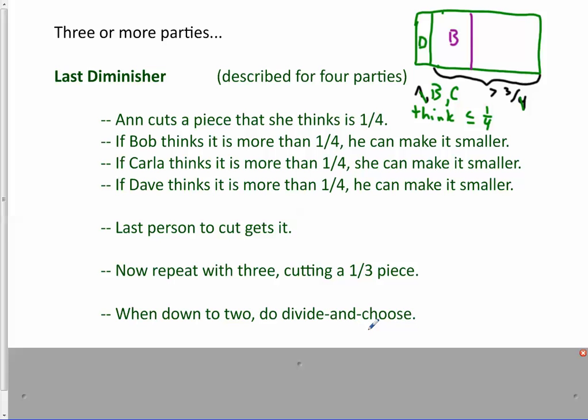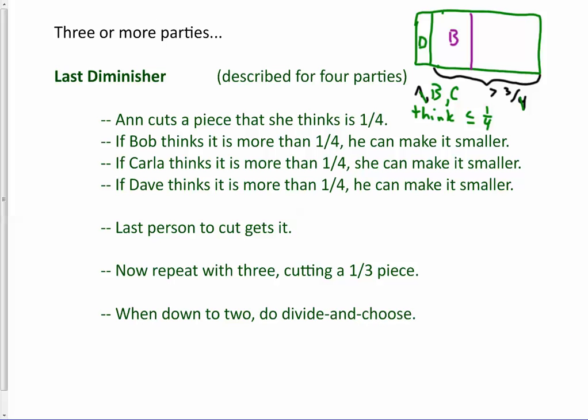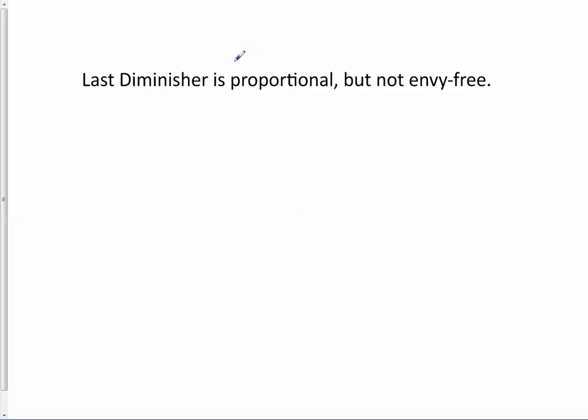It's the most complicated, I think, to think through the logic of why it works. But it does. It turns out that it does work, and it turns out that it is proportional, but it's still not envy-free. It is Pareto. Not equitable, by the way. None of these are equitable. It's Pareto, proportional, but it is still not envy-free. You could end up at the end where one person would like to have what another person got.